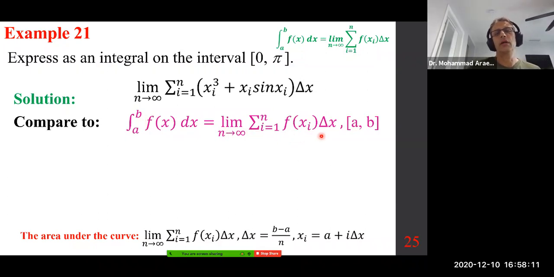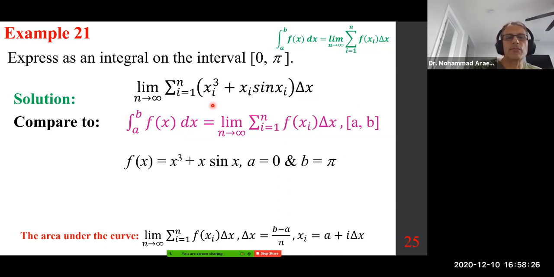So compare. It's by inspection, you recognize, and we're going to go from 0 to pi, that's a and b, and you're going to recognize this is f of x sub i, change it to f of x, and that becomes x cubed plus x sine x. A is 0, b is pi, there you have it.